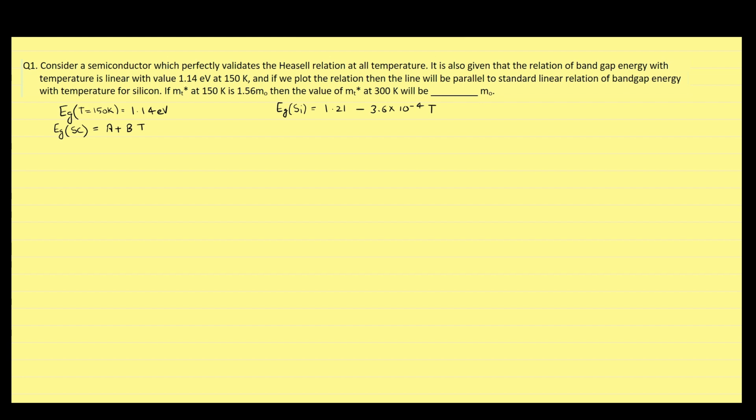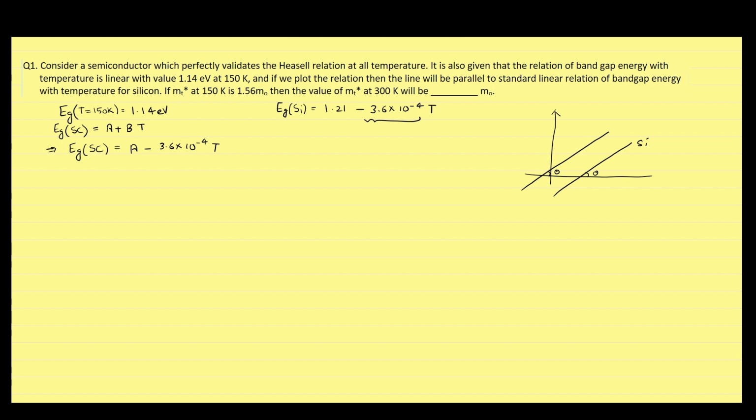It is given that if we plot the relation, then the line will be parallel. It means if this is the line of silicon, then the semiconductor line is also parallel, meaning that the slope will be equal. And the coefficient of temperature is the slope of the function. It means we can write the band gap energy of semiconductor to be equal to A minus 3.6 into 10 to the power minus 4 multiplied by temperature in Kelvin.